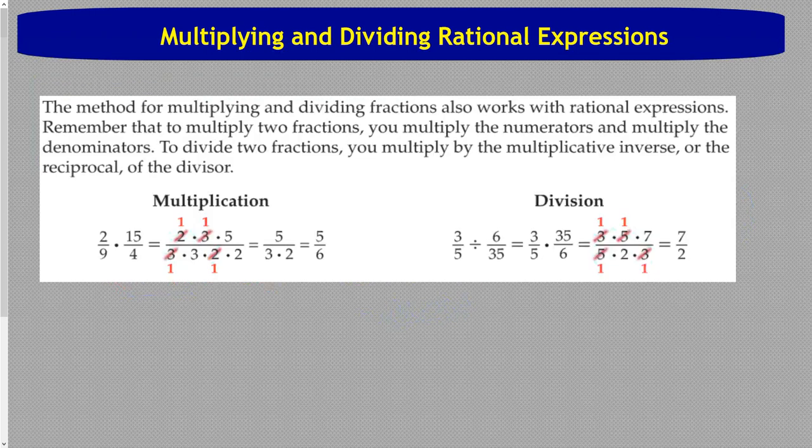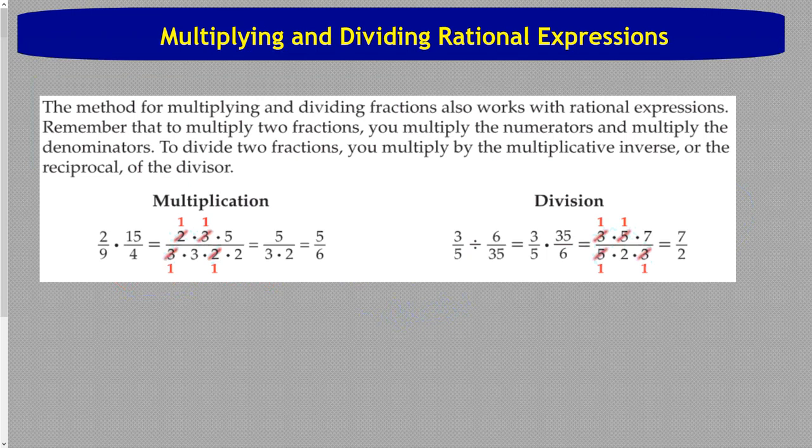The method that we use for multiplying and dividing fractions will still work with rational expressions, because rational expressions are just fractions. They just happen to contain variables. So to multiply, we just multiply straight across, right? We can factor out and reduce as we go, and we'll talk about that in a minute. Or we can do it at the end. But either way, we just multiply straight across. Numerators times numerators, denominators times denominators. Division, we're going to multiply by the reciprocal, right? It's technically called the multiplicative inverse, but we've called it the reciprocal more often.